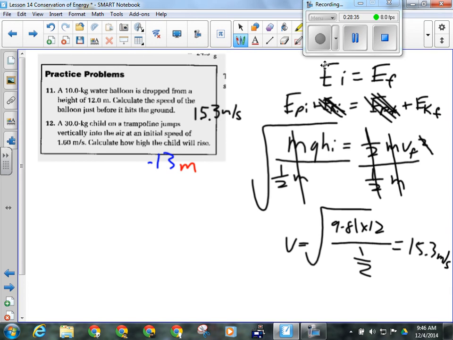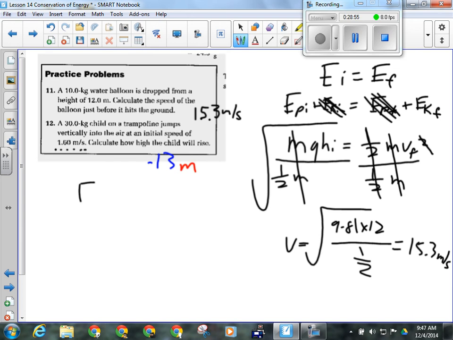So, a 30 kilogram child on the trampoline jumps vertically into the air with this initial speed, 1.60 meters per second. Calculate how high the child will rise. Any forces other than gravity? No. We're not counting the elasticity of the trampoline because it says she just jumped off of it. It doesn't say the trampoline threw her up.